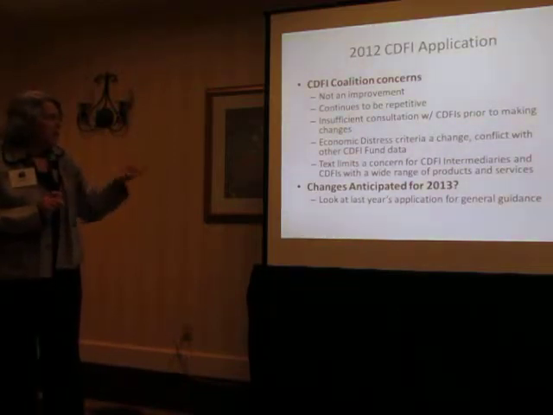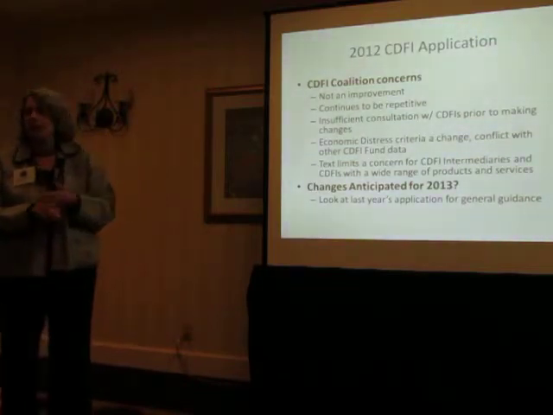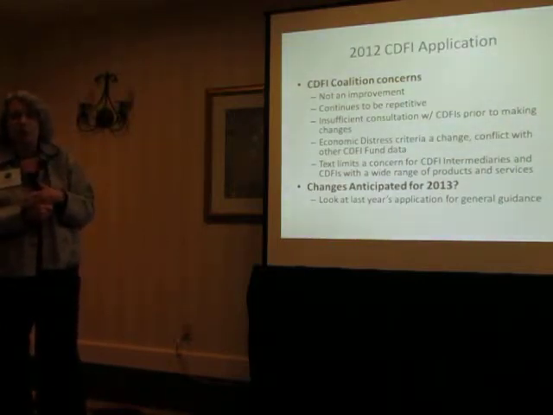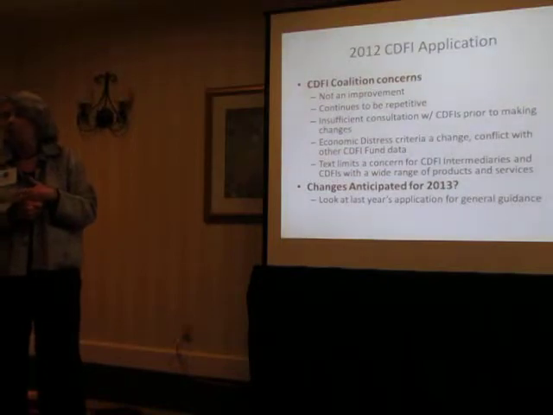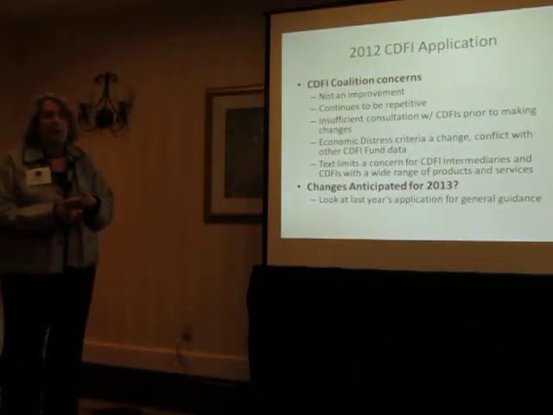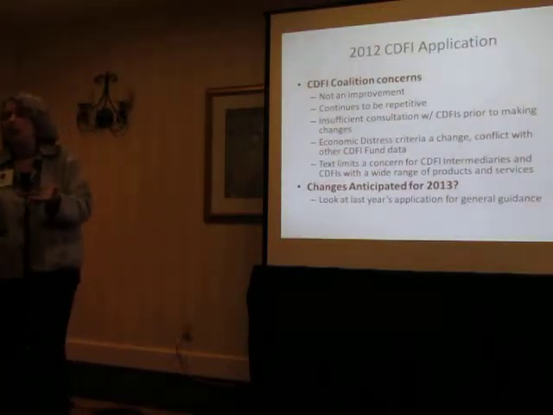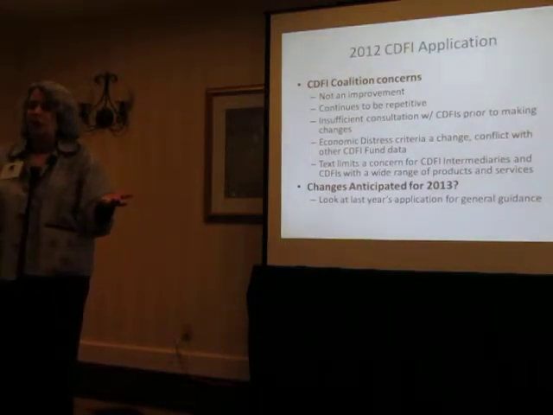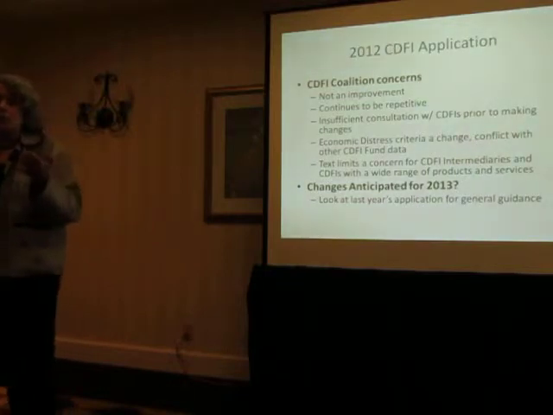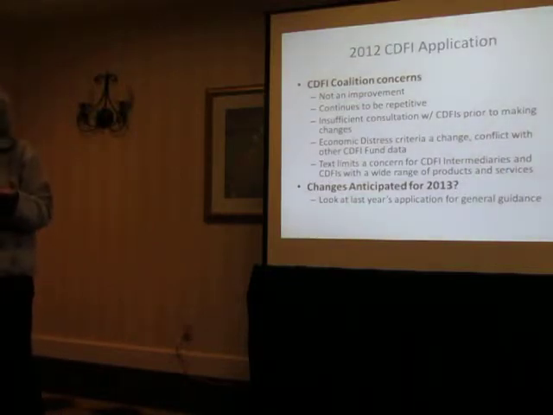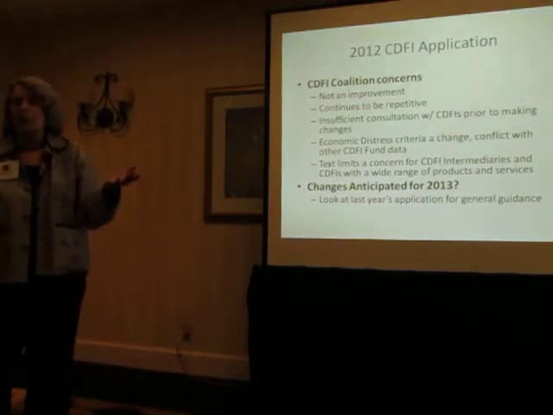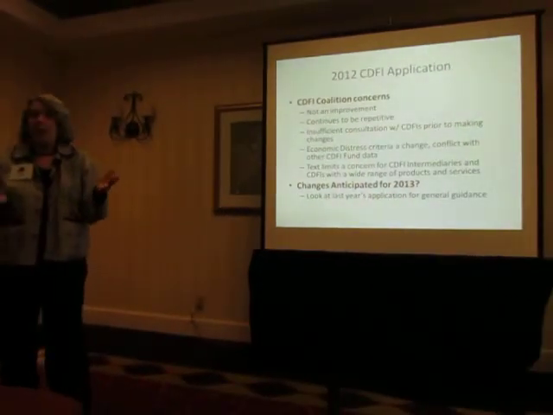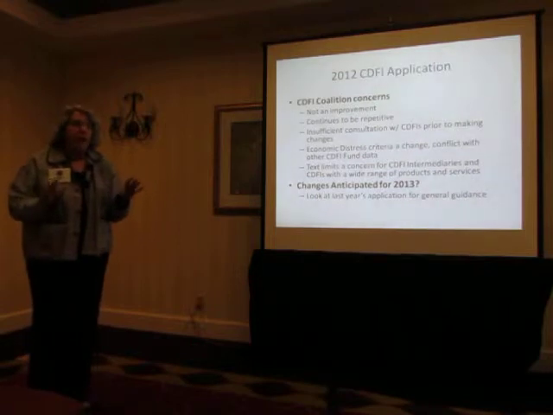So last year, the economic distress criteria changed to census tracts, whereas previously it had been counties. Now, if I went up to you and said, where are you lending? You could tell me what county or city you're lending in. You could tell me what zip code you're lending in. I don't know if any of you could tell me what census tracts you're lending in. Okay? So that was a problem.